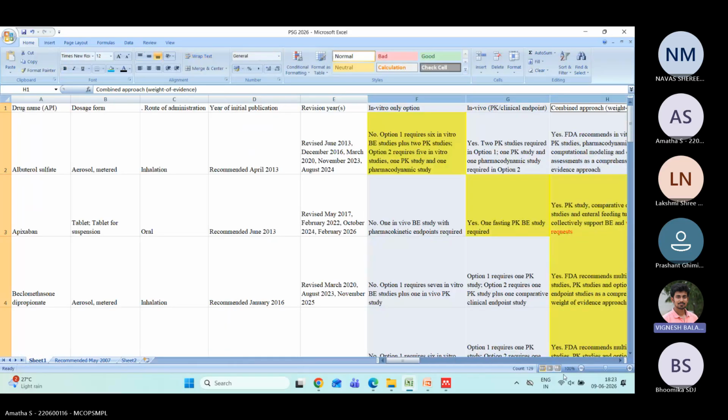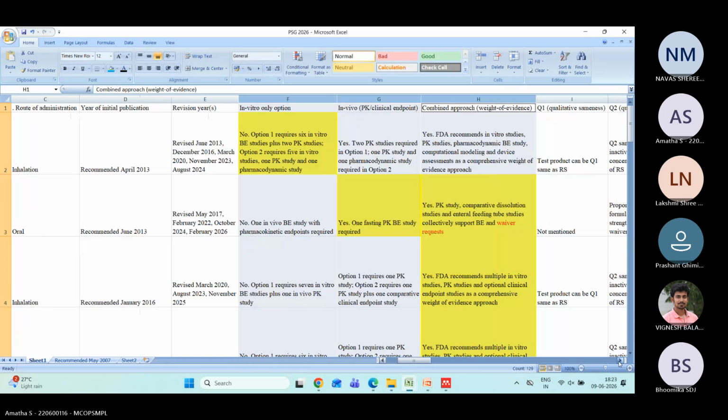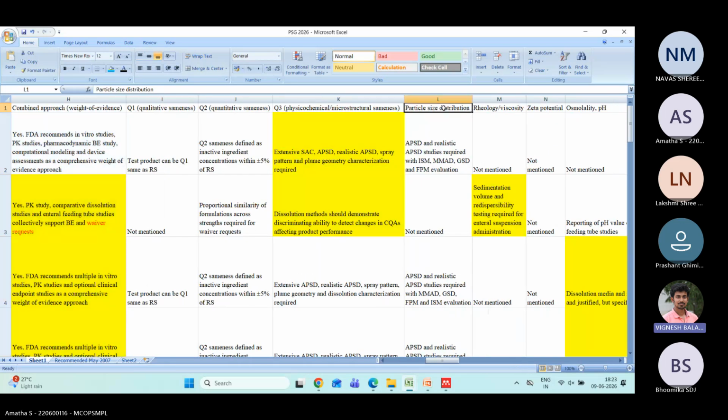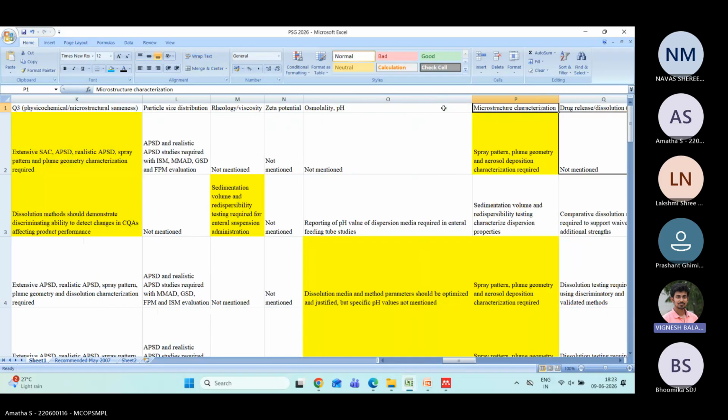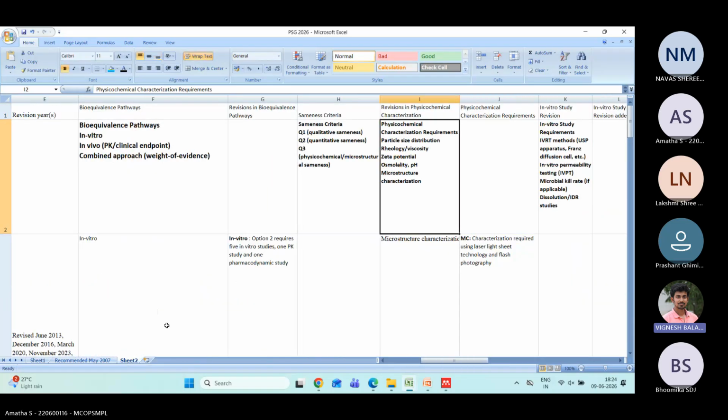In my main data sheet, particle size, rheology, zeta potential, osmolarity, pH, microstructure, all these will come in different columns. Now I combine all these into one single criterion, that is physiochemical characteristics. So all these are the physiochemical characteristics. Those who belong to Sutics, they will understand better.